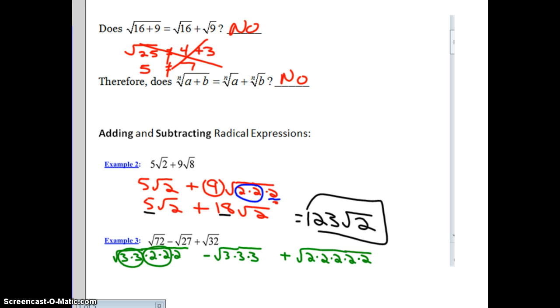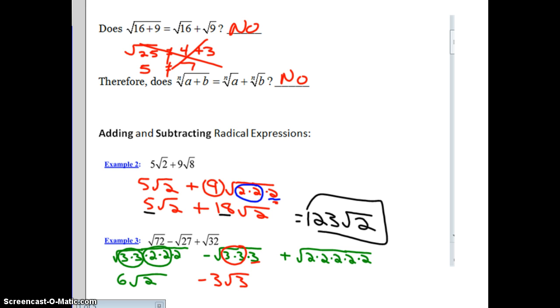The square root of 72 now becomes 6 radical 2. The square root of 27: I see a pair of 3's here. I'm going to take that out, and remember there's a minus sign here, so we're going to call this minus 3, and this 3 stays inside. So minus 3 radical 3.